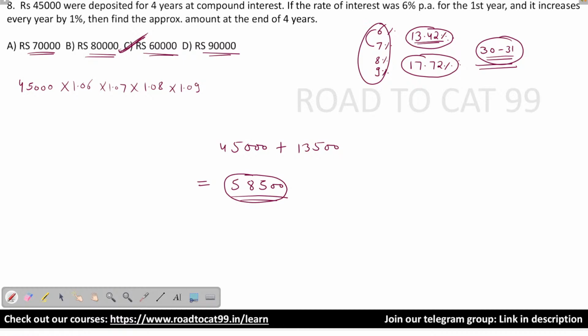If my options were very similar, let's say 60,000, 59,000, 61,000, then it would have taken a lot of time. In that case, I would have skipped this question. But here, when you clearly see the options are way different from each other, then obviously you can go for the approximate answer, right? Understood?